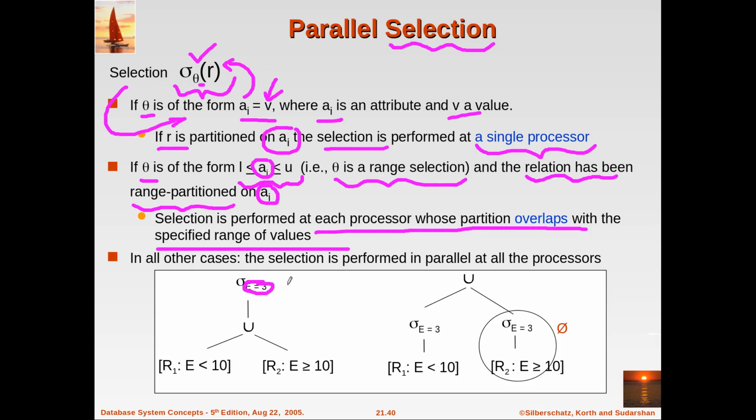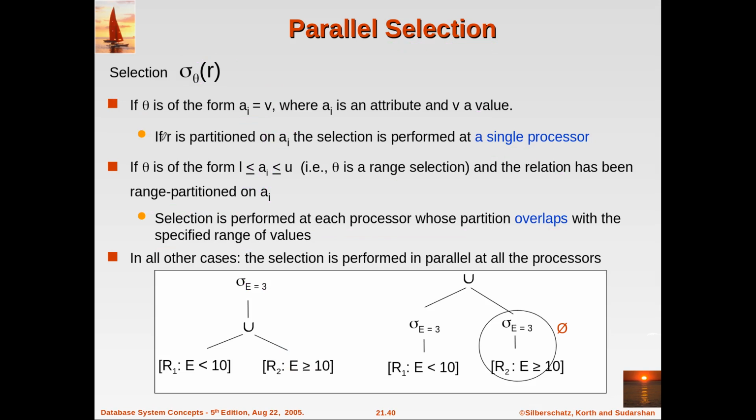Okay, so here is an example pictorial representation of the first case, the equality case. If this is the situation, we need to select all the tuples that have the attribute E equal to 3. What we will be doing is, if it is range partitioned, this is the condition. Initially we were mentioning that if the condition is an equality condition, we can directly execute the task based on a single processor. That is also possible.